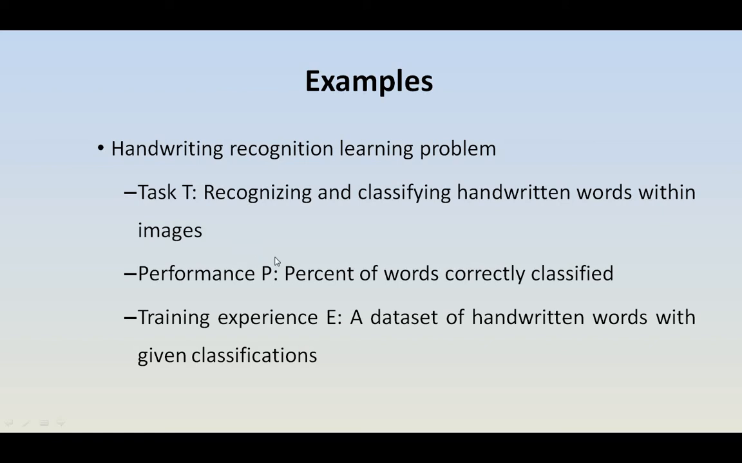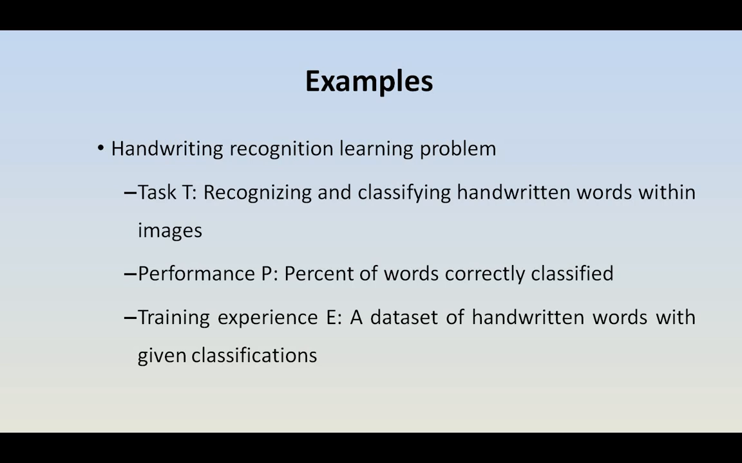The first one is task T: recognizing and classifying handwritten words within the images. That is the task. What is the performance? Percentage of the words that are correctly classified. How many of the handwritten words are correctly classified? That is the performance. Training experience E. What is the training experience? A data set of handwritten words with the given set of classifications. That is the training experience.